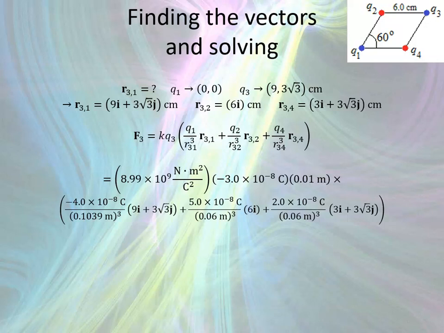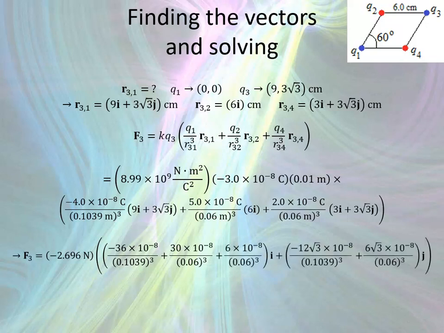Okay, so now how do you add up vectors? Well, you combine like terms, the same way that you would add up polynomials. You combine like terms. So we group all of our i terms together, all of our x components together, and we group all of our j terms, all of our y components together.